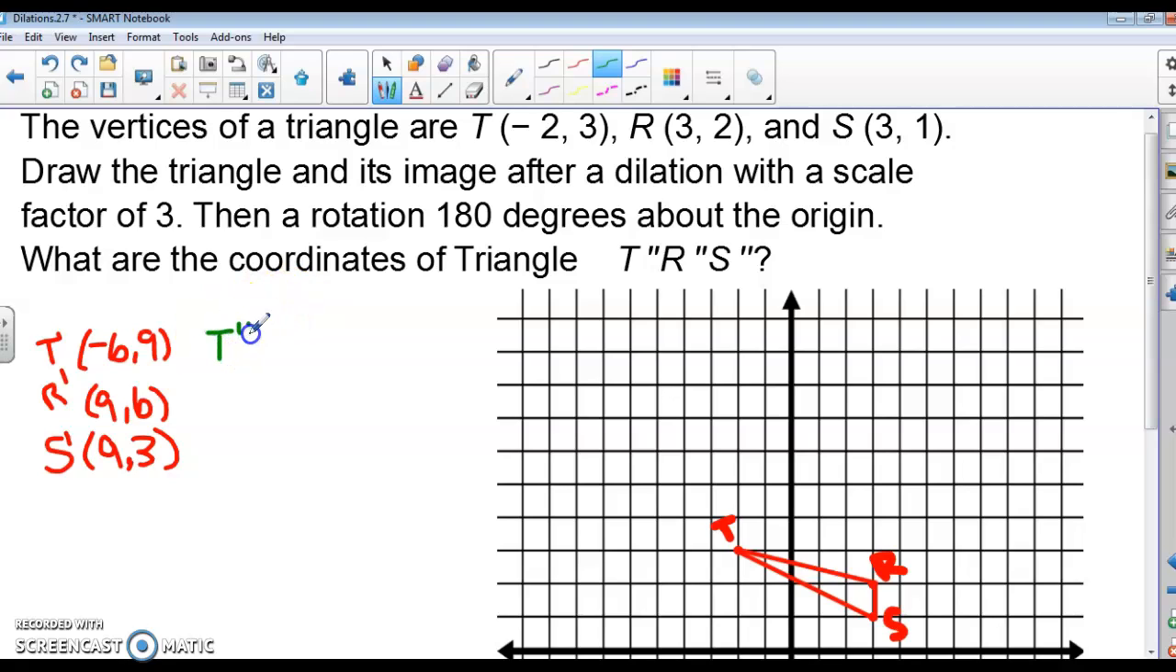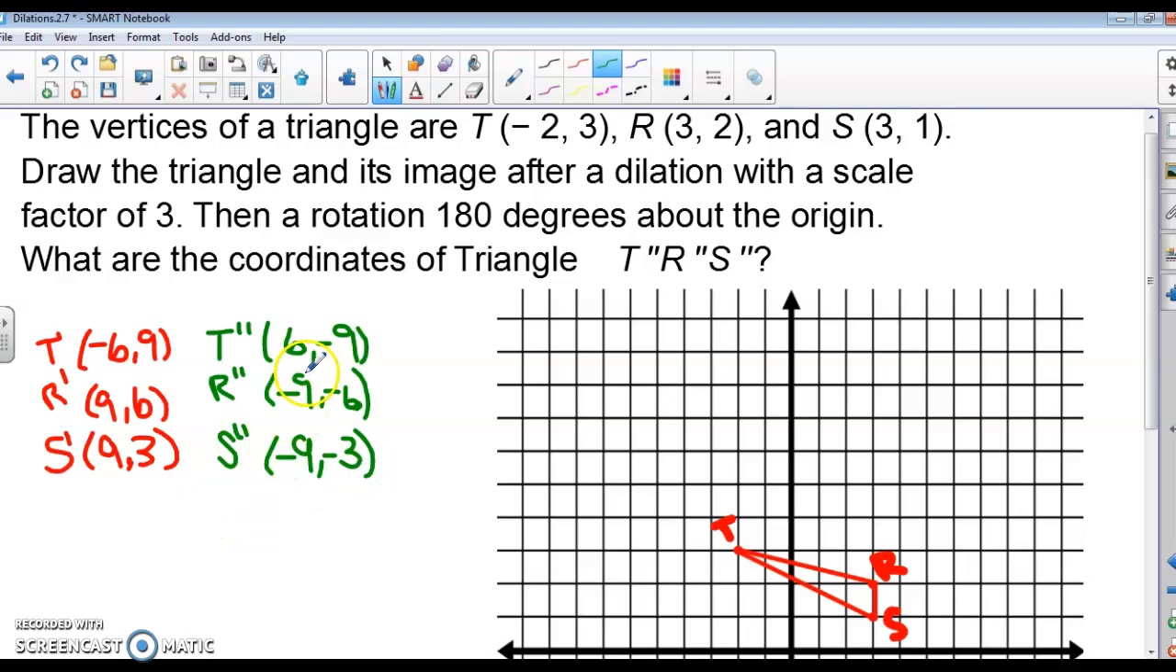Well, if you said they both become opposite, you'd be right. So it's the opposite of x and the opposite of y. So we have 6, negative 9. R double prime would be negative 9, negative 6. And S double prime becomes negative 9, negative 3.